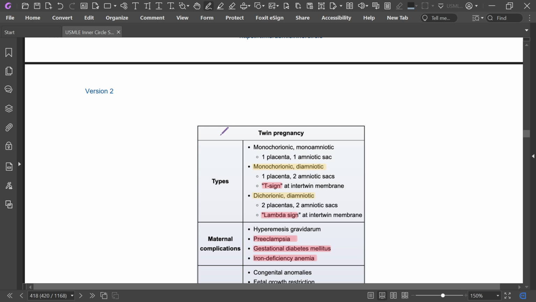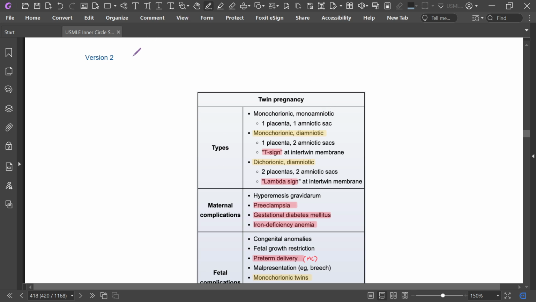Now, twin pregnancy. It is monochorionic, monoamniotic. It is one placenta and one amniotic fluid. Monochorionic means one placenta, and diamniotic means two amniotic sacs. So monochorionic, monoamniotic: one placenta, one amniotic sac. Monochorionic, diamniotic: one placenta, two amniotic sacs.